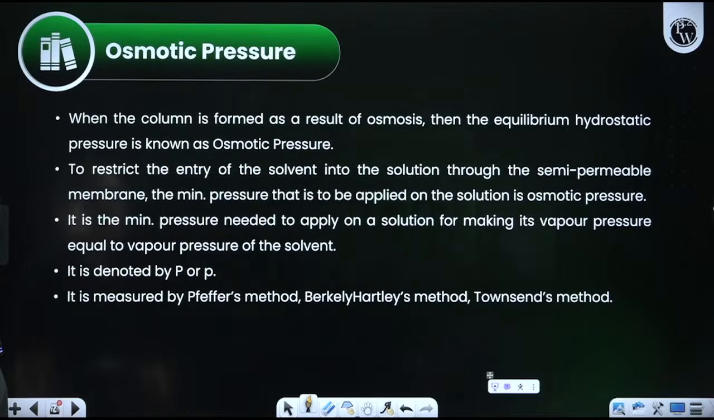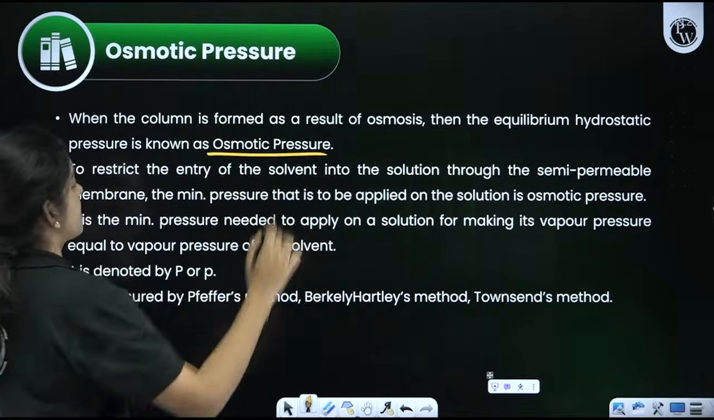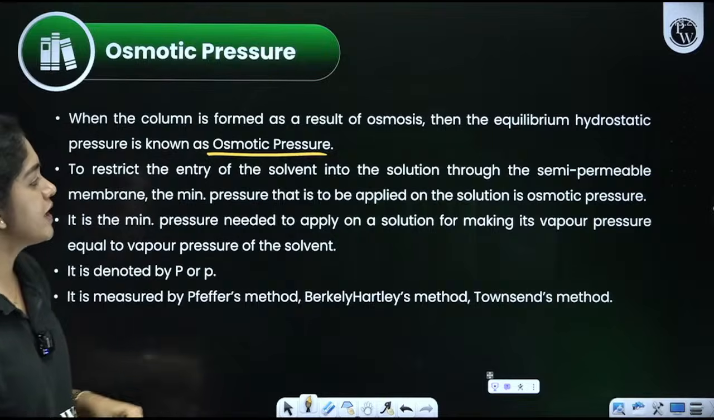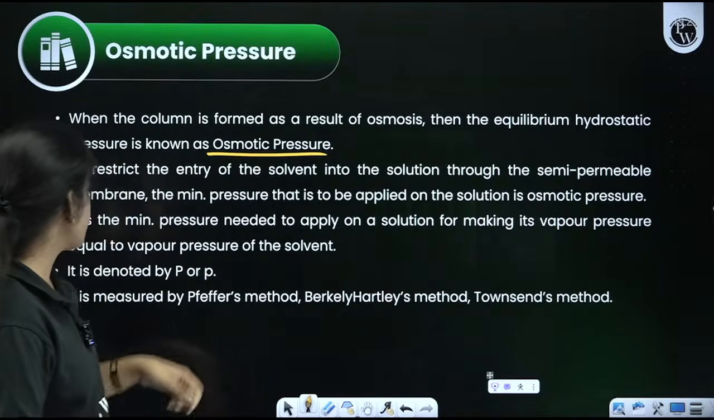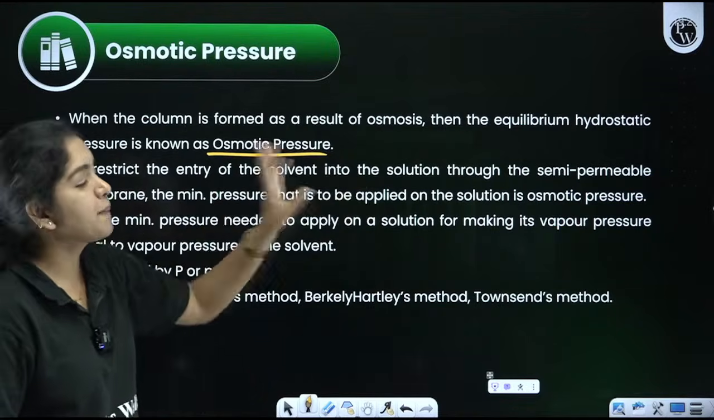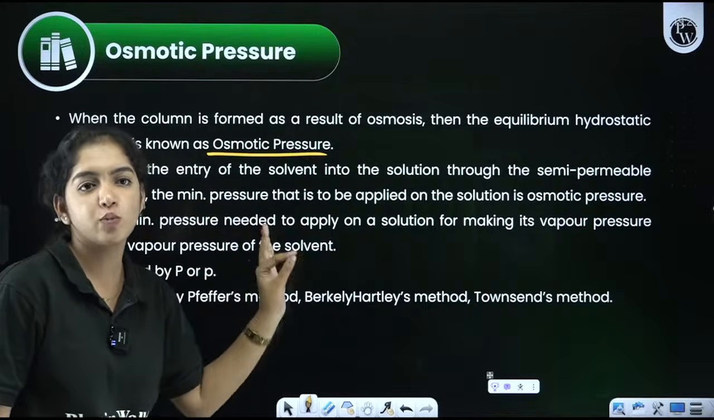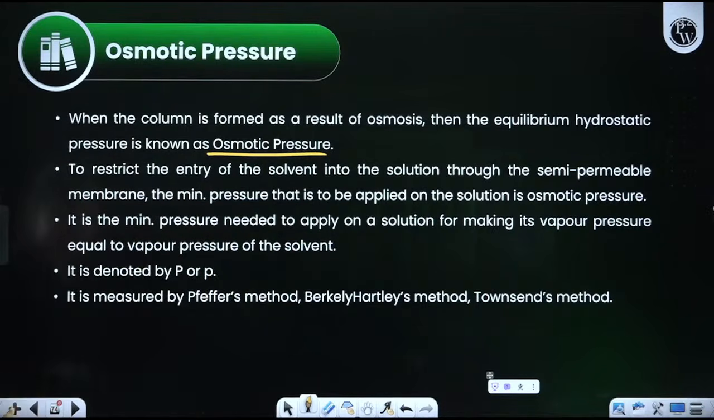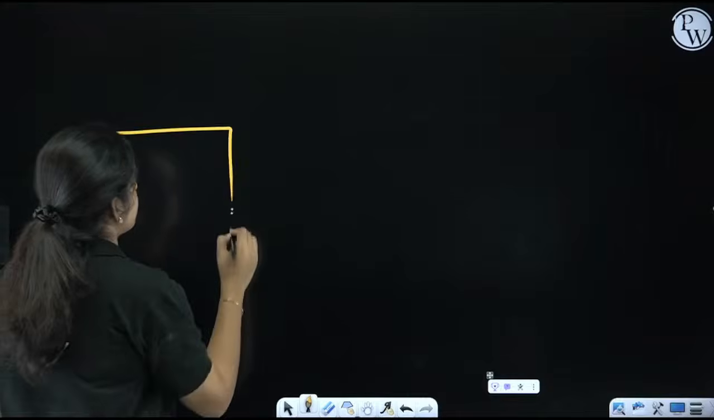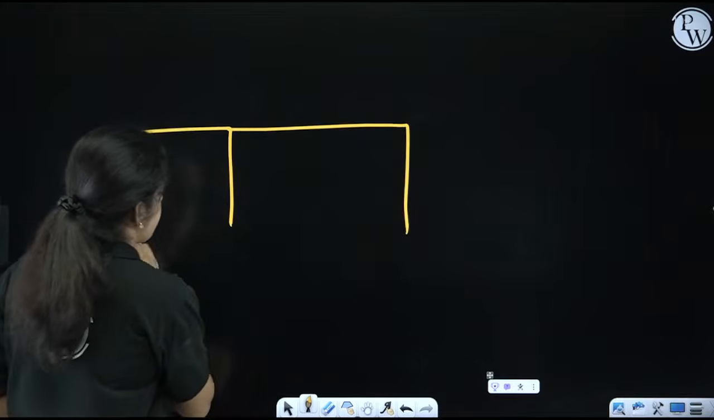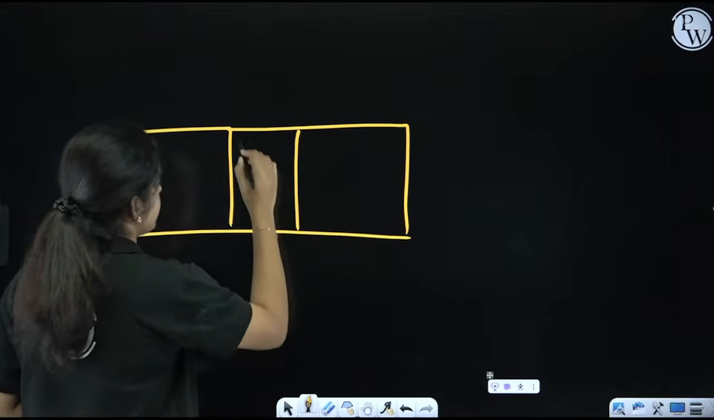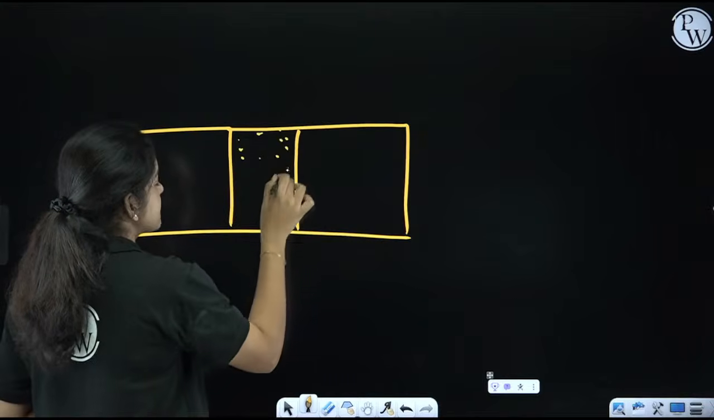Okay. Now, when the column is formed as a result of osmosis, then the equilibrium hydrostatic pressure is known as osmotic pressure. To restrict the entry of the solvent into the solution through SPM, the minimum pressure that is to be applied on the solution side is known as osmotic pressure. Before that, this is the SPM. You know what is SPM?